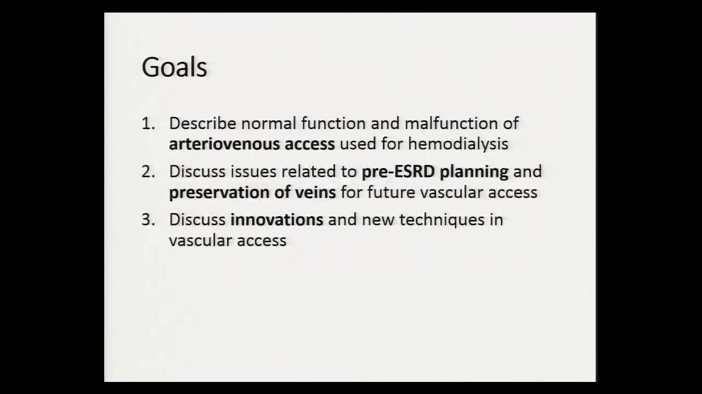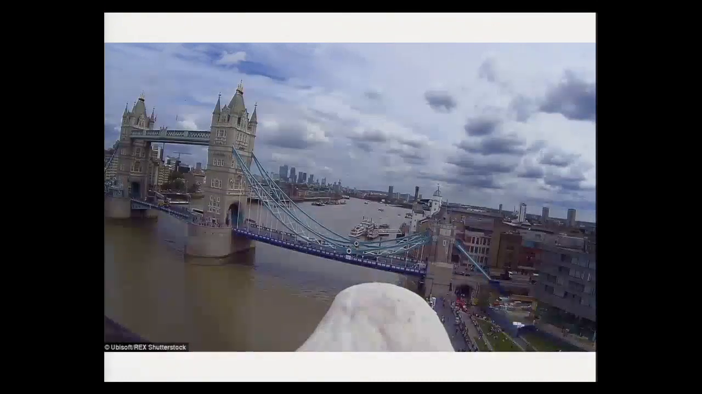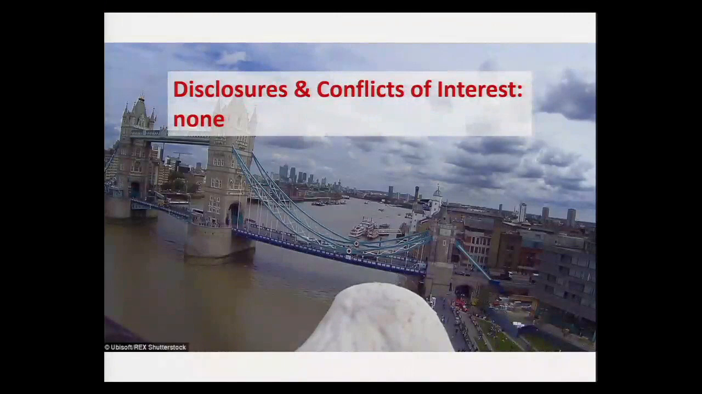So the goals are to describe the normal function and malfunction of arteriovenous access, also discuss a little bit the issues related to pre-ESRD planning and preservation of veins for future vascular access, and I'll show a few new things that have come along in the last few years in the field of vascular access. So this is just going to be sort of a bird's eye view, no disclosures.